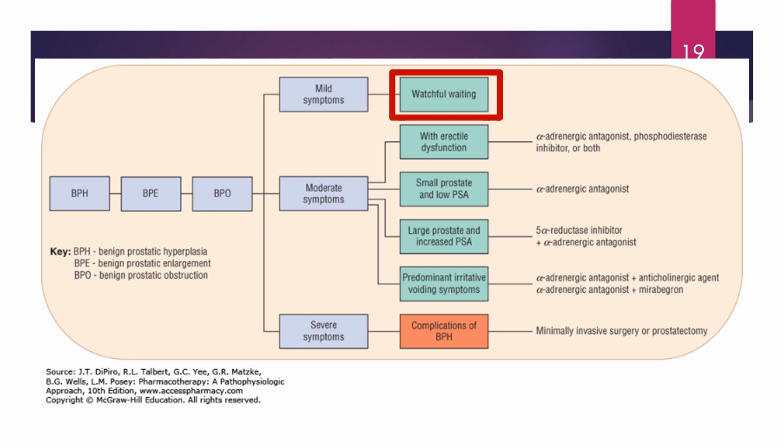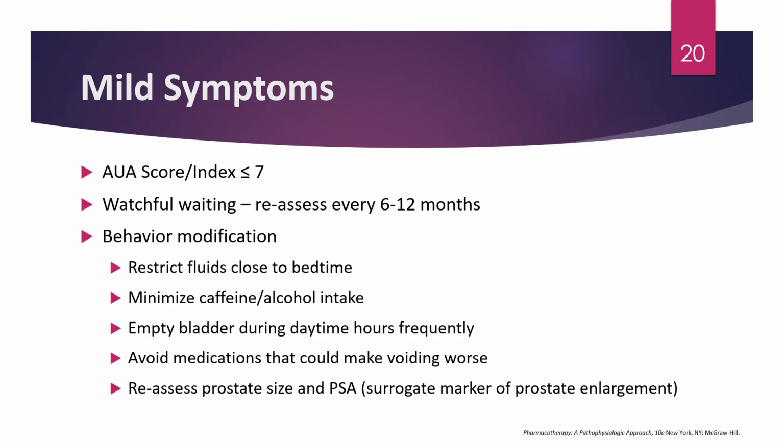Now, in regards to patients who have mild symptoms, what we tend to do with those patients first is what is called watchful waiting. So if you have mild symptoms, remember that is a score of 7 or less on the AUA score index. And we just want to reassess these patients every 6 to 12 months. Most of the time, these patients don't need actual pharmacologic therapy unless it's really bothering them. And if it bothered them that much, they would most likely have a higher score on this index.